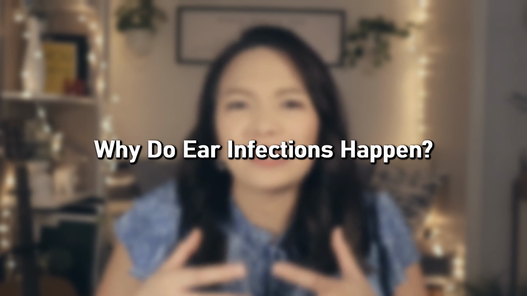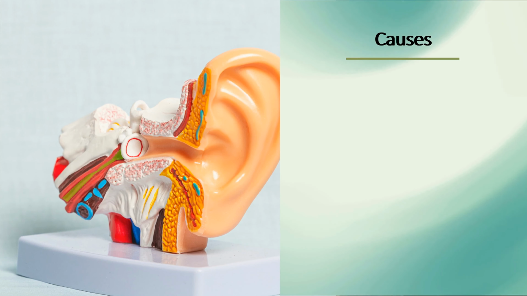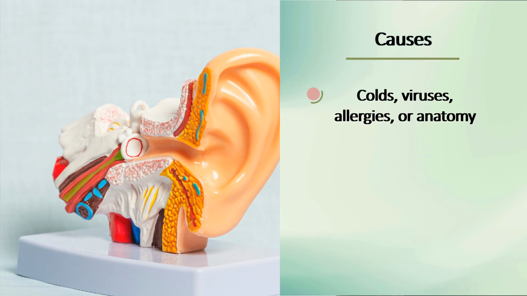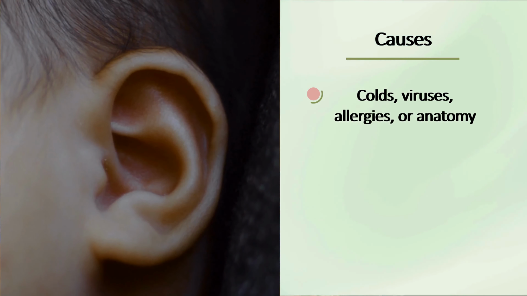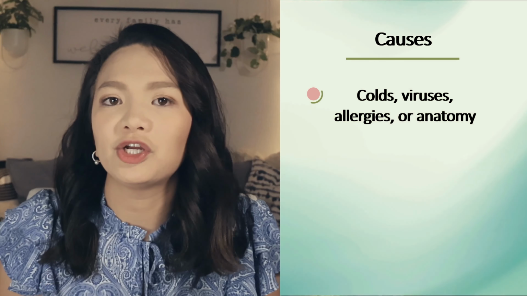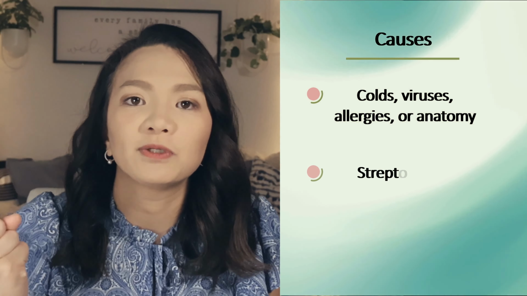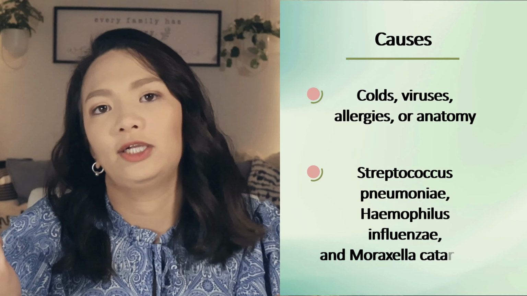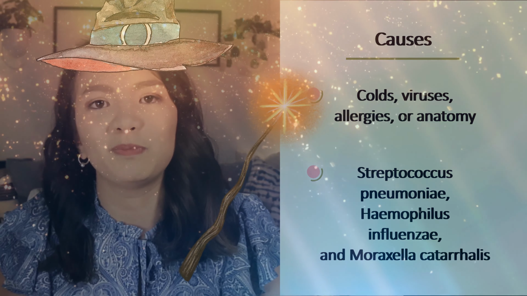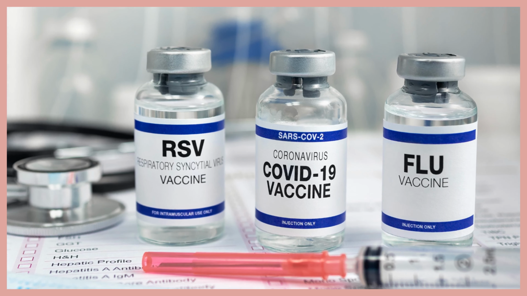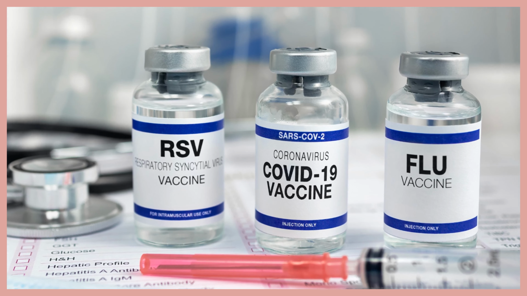So what are the causes and why does it happen? Like I said earlier, it's usually from blocked eustachian tubes from colds, viruses, allergies, and plain old anatomy. Some people are just more prone to it because of the anatomy of their ears. The main bacteria that can cause this are three things: Streptococcus pneumoniae, Haemophilus influenzae, and Moraxella catarrhalis. Sounds like Harry Potter spells, but you get the gist. Viruses like COVID, RSV, and flu can also set the stage for otitis media.